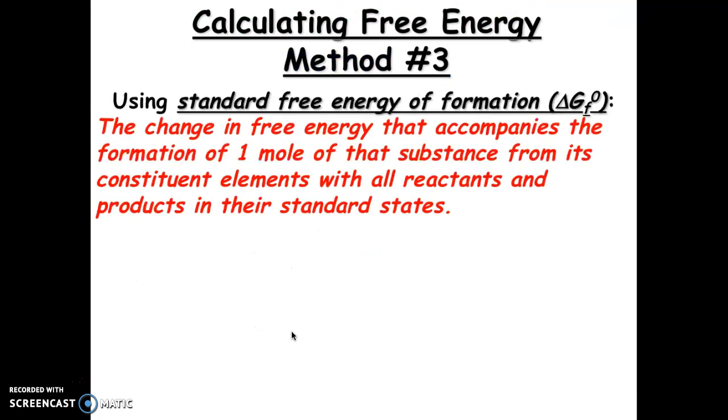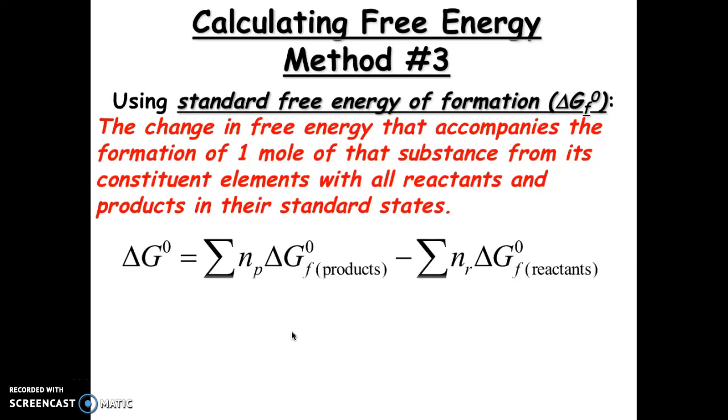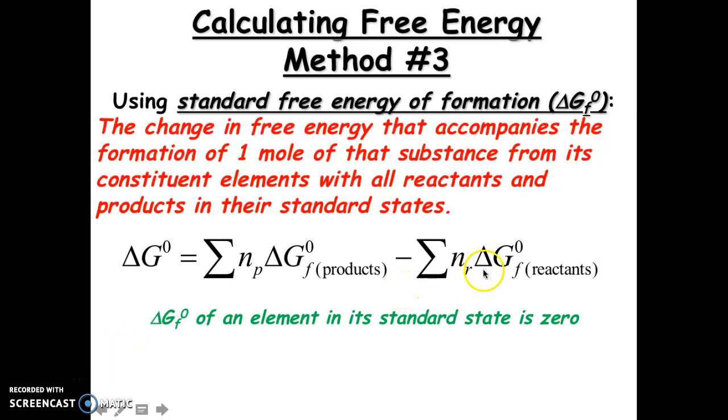We're going to look at method 3 also for calculating delta G, and that's the same that we used to calculate delta S earlier. The change in free energy that accompanies the formation of 1 mole of that substance from its constituent elements with all reactants and products in their standard states. So what is this saying? This is saying you take products minus reactants again. So this is my overall equation that I can also use to calculate delta G.